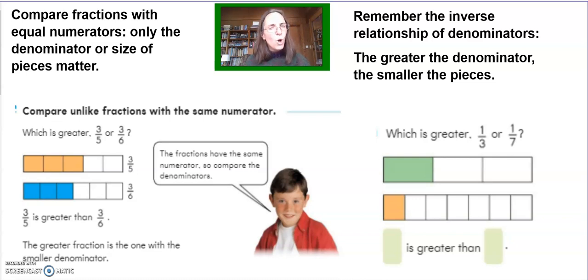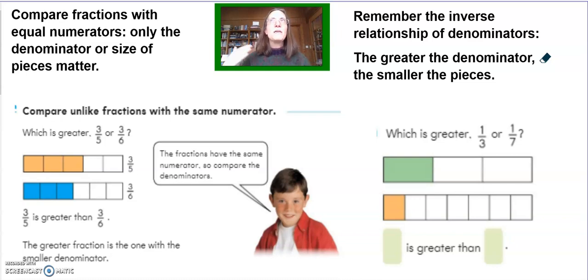But now, what if we are comparing fractions with equal numerators, where the number on top is the same? In that case, only the denominator or the size of the pieces matters. And this is where we get into remembering the inverse relationship of denominators. The greater the denominator, the smaller the pieces.